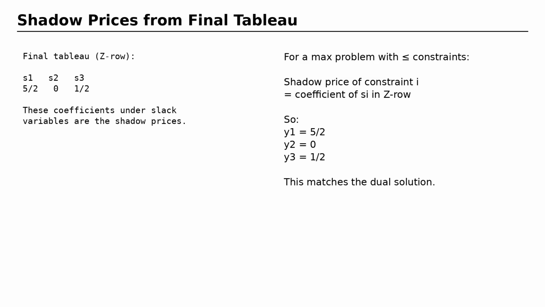We can read shadow prices directly from the final tableau. For a maximization problem with less than constraints, the coefficients in the z row under the slack variables give the shadow prices. Here, under S1, S2, and S3, we get 5 over 2, 0, and 1 over 2. These match exactly with the dual solution.